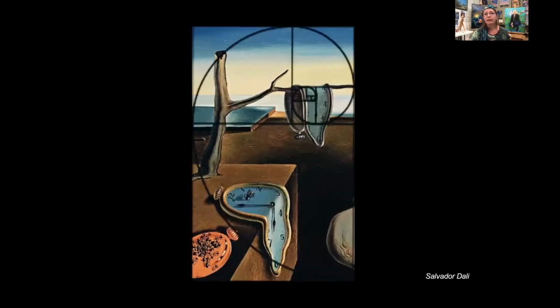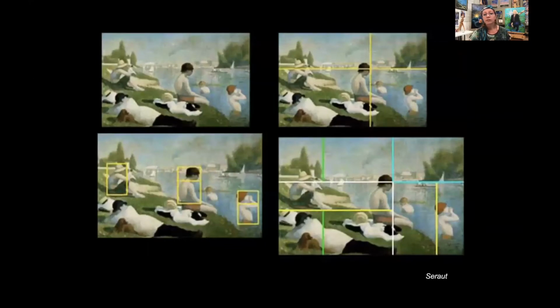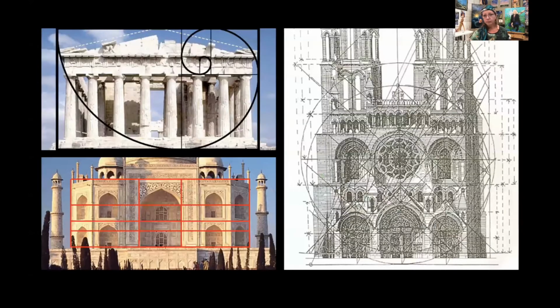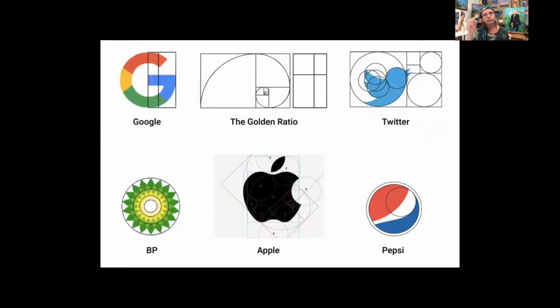Then you have Dali. You have Seurat. He was mad on those things, and everything is perfectly arranged in his canvases. It all fits in the golden proportion. So you can look at any of his canvases and they're perfectly proportioned into golden ratio. Then a few examples of architecture, just so you see that it has been widely explored in several areas. And even in design nowadays, you will find that the most famous logos are all in harmony with the golden ratio.